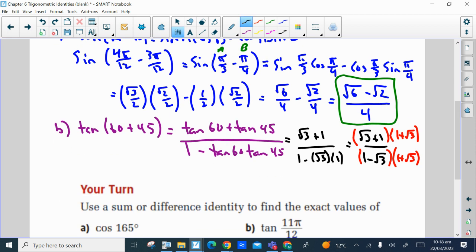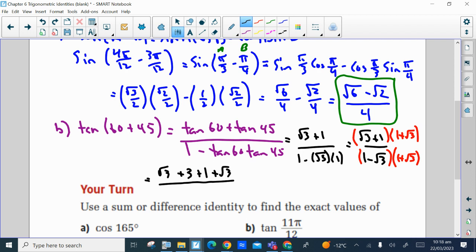So now when we do that on top, it's binomial times binomial. We can FOIL those out. Root 3 times 1 is root 3. The outer products, root 3 times root 3 is root 9, which is 3. The inner products, 1 times 1 is 1. And the last terms multiplied together, 1 times root 3 is root 3.